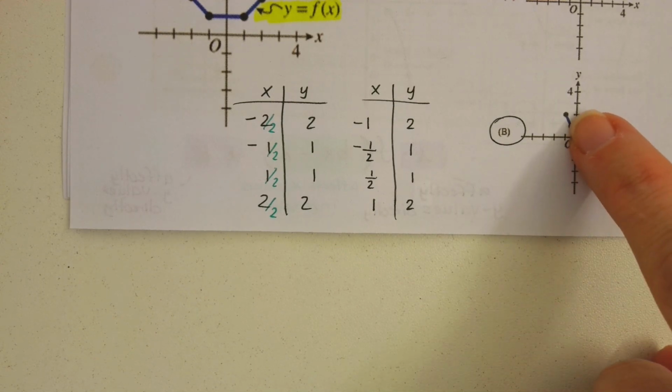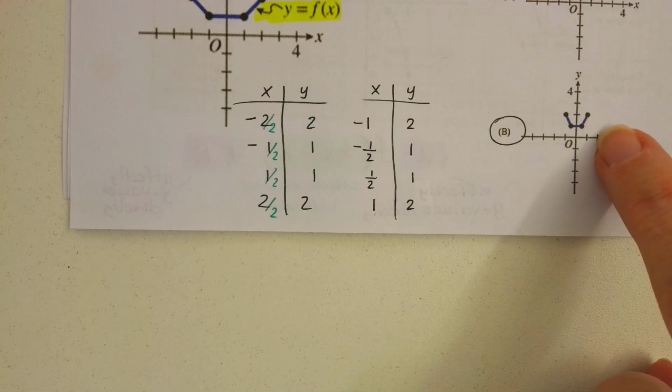It's hard to see, but yeah, they're in there. Negative 1, 2, negative a half, 1, positive a half, 1, and positive 1, 2.